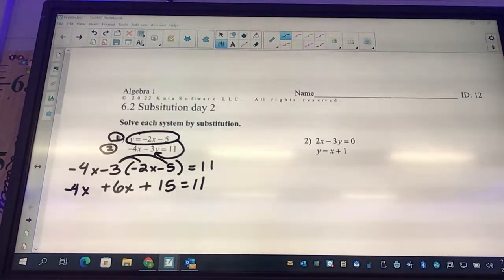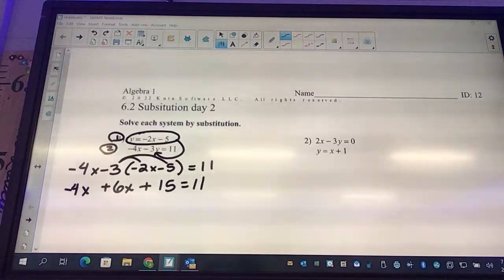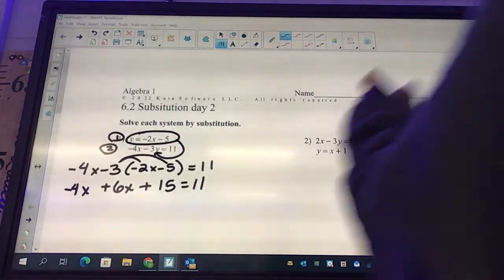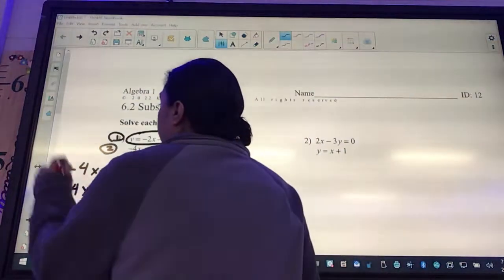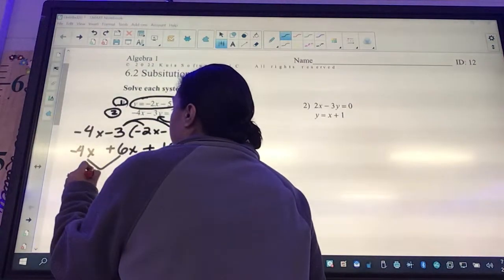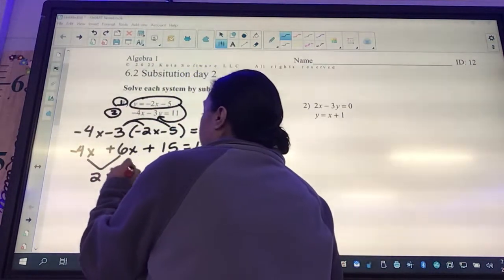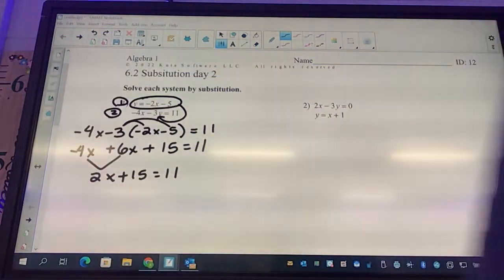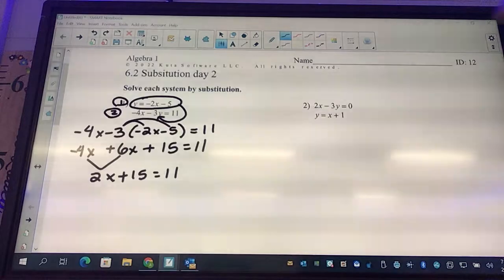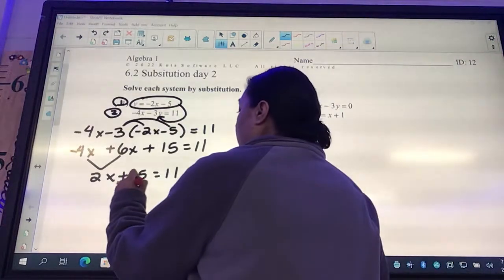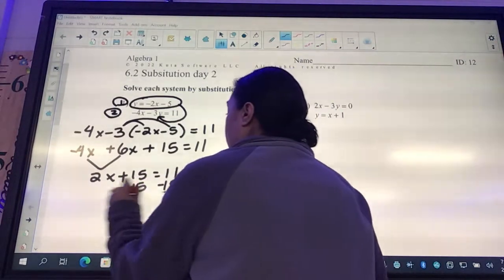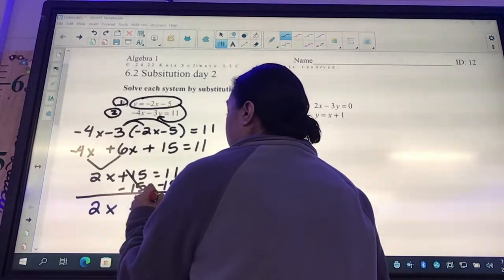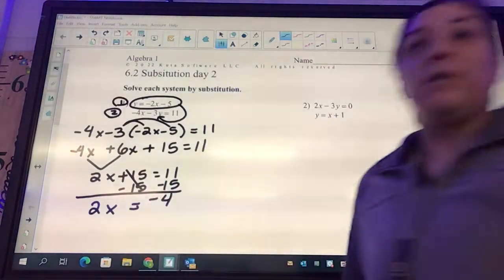Okay, and then what? We're going to combine the like terms. And what can we combine? The 4 and the 6. Okay, so negative 4 plus 6 is going to give me 2x plus 15 equals 11. Minus 15. So you're going to get 2x equals negative 4.